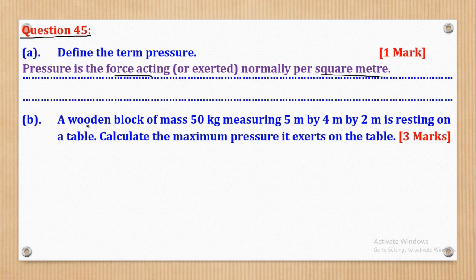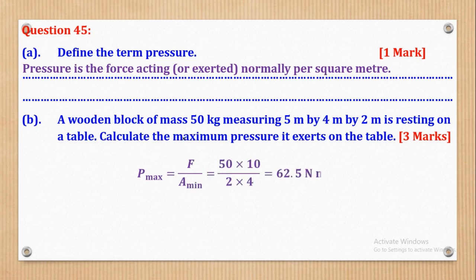Then part B, a wooden block of mass 50 kilograms measuring 5 meters by 4 meters by 2 meters is resting on a table. Calculate the maximum pressure it exerts on the table. So for maximum pressure, we use the smallest area. Of these three, you get the two which are smaller. The smallest ones are 2 and 4. That's why the area is 2 times 4, and that will be the minimum area.